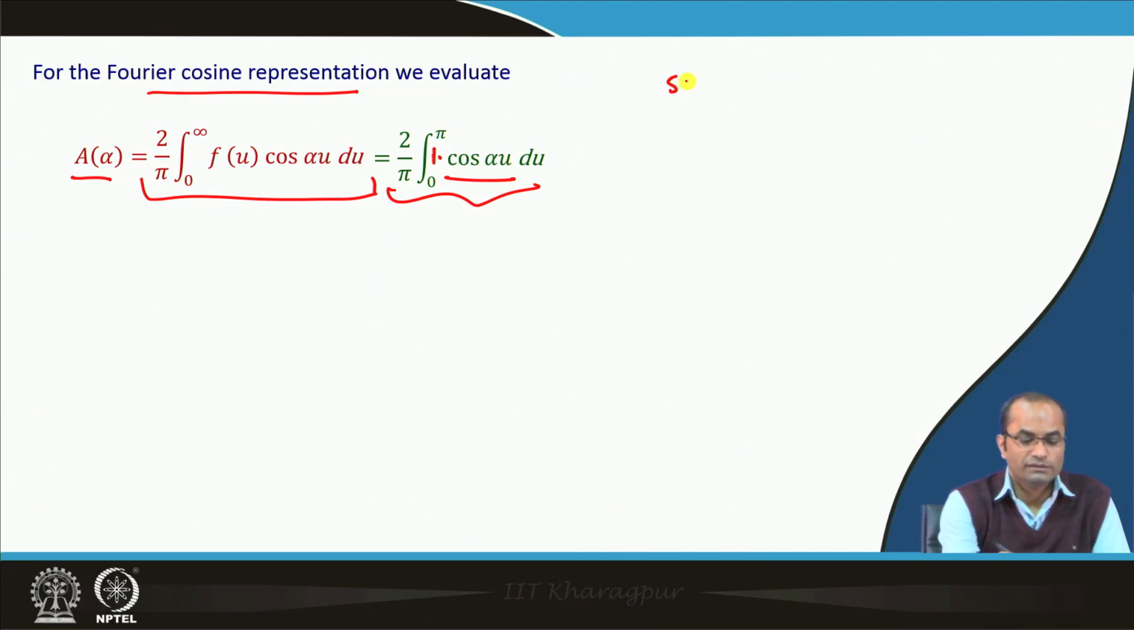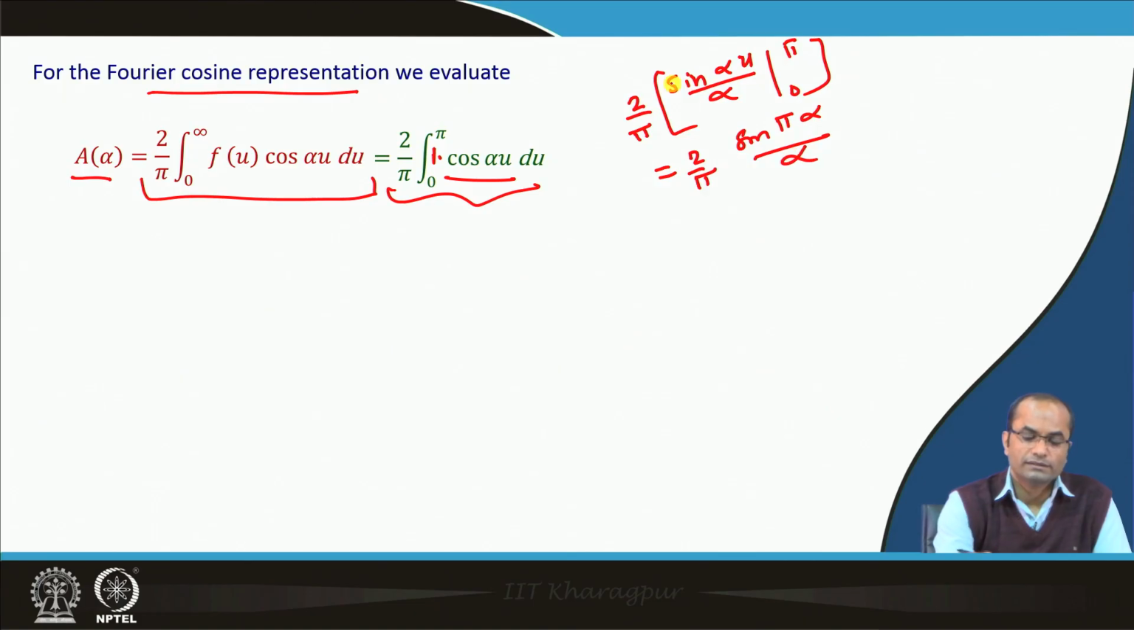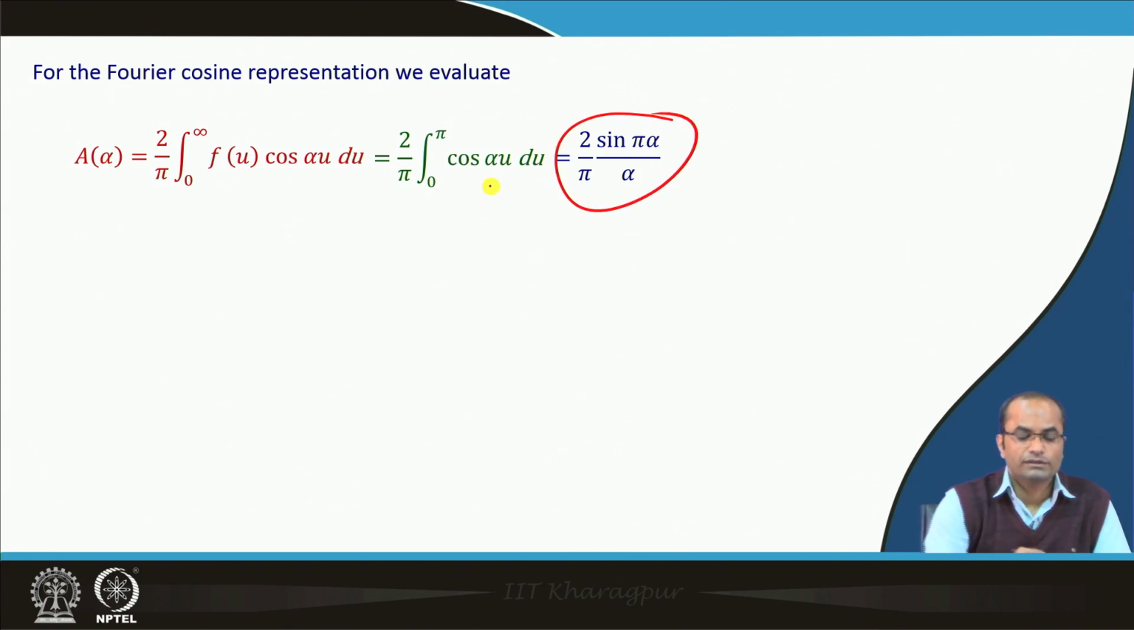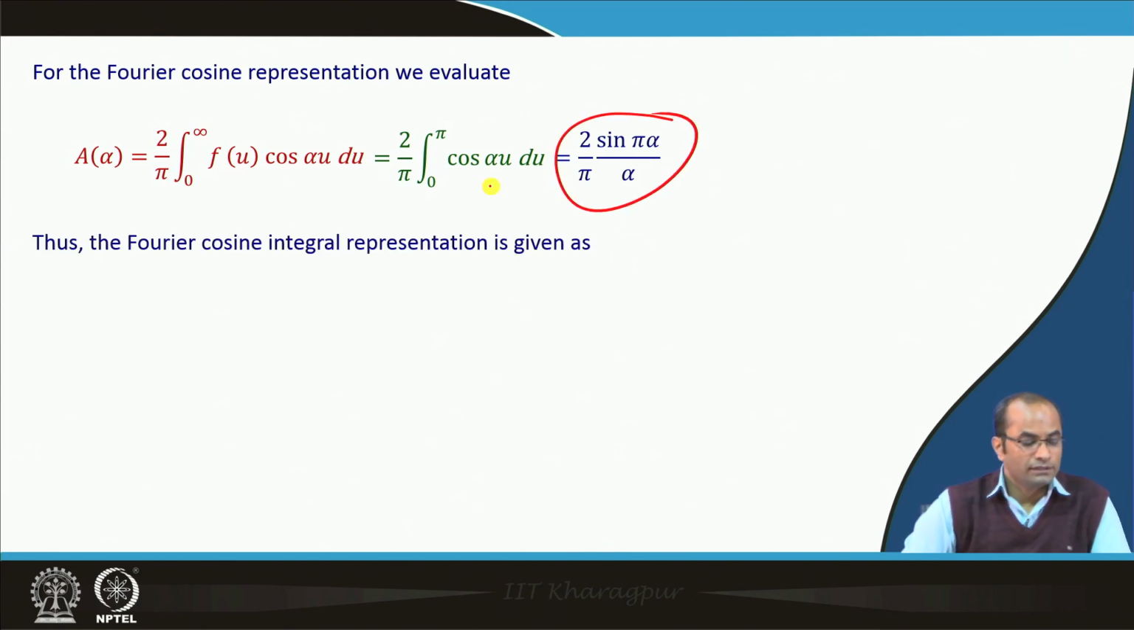So, the integral will be sin(alpha u) over alpha, from 0 to pi, and 2 over pi is sitting outside the integral. So, this value will be 2 over pi, and when we put in the limits, we have sin(pi alpha) over alpha, and then minus that will be 0. So, this is the value of the integral: sin(pi alpha) over alpha with the 2 over pi factor.